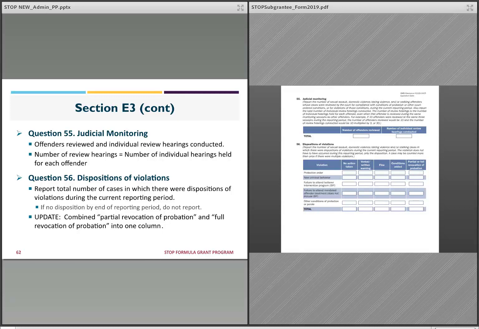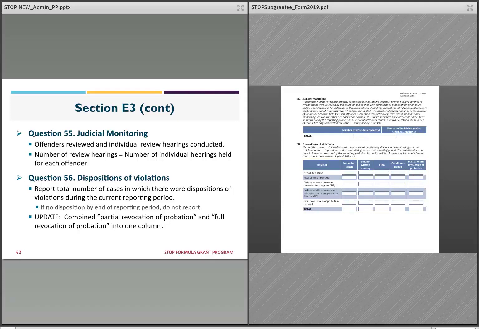In question 55, judicial monitoring, offenders reviewed and individual hearing conducted should be reported only if they are STOP subgrant funded activities. The number of review hearings is equal to the number of individual hearings held for each offender, and so it should always be more, potentially significantly more, than the number of offenders reviewed.